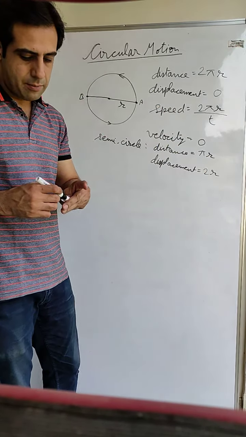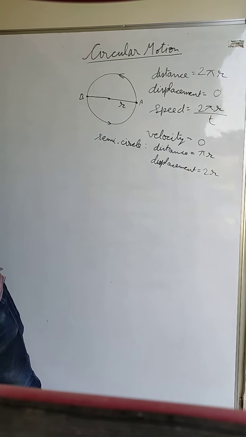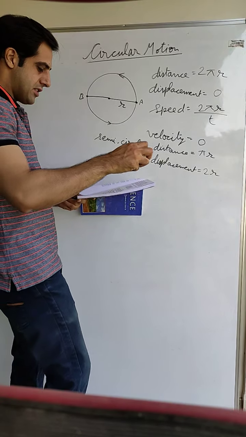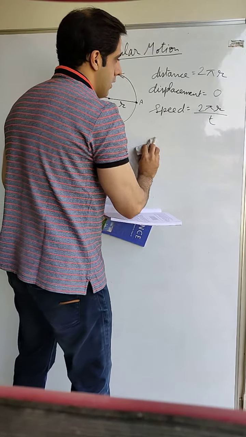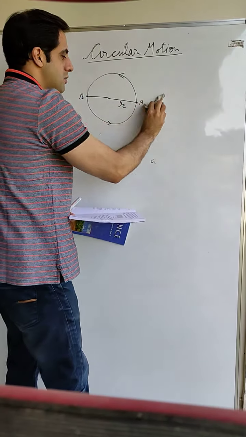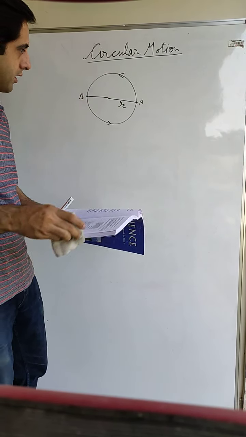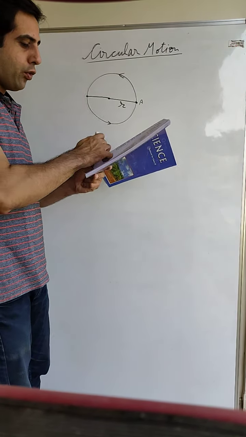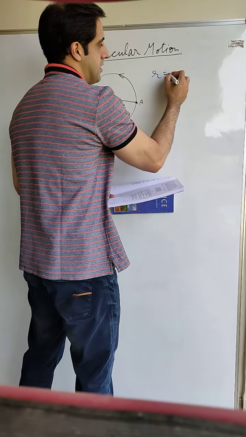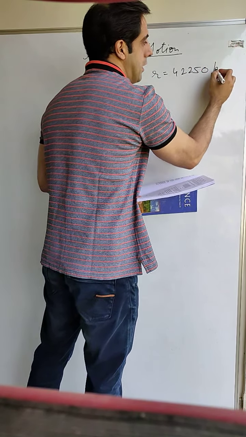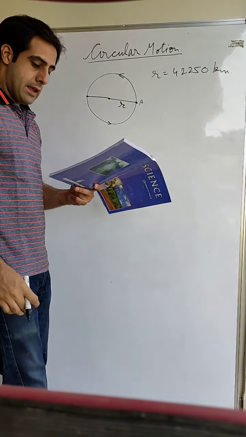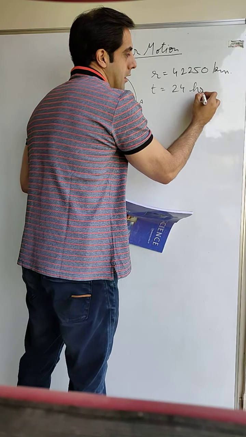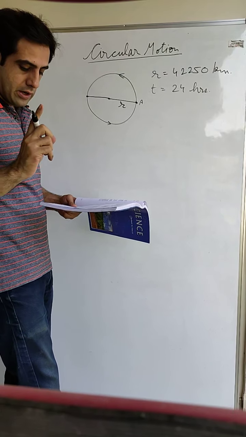Okay, we'll take an example. It is a question in your NCERT. It states that an artificial satellite is moving in a circular orbit. There is a satellite which is moving in a circular orbit around the Earth. The radius is 42250 kilometers. Calculate its speed if it takes 24 hours. The time is given to us. It takes 24 hours to complete one revolution.